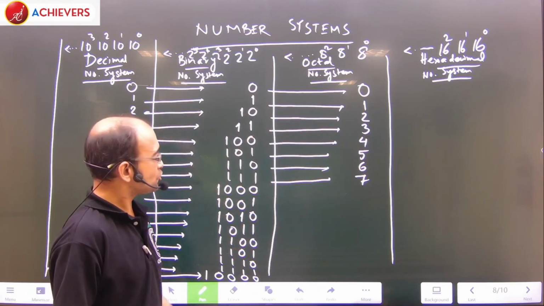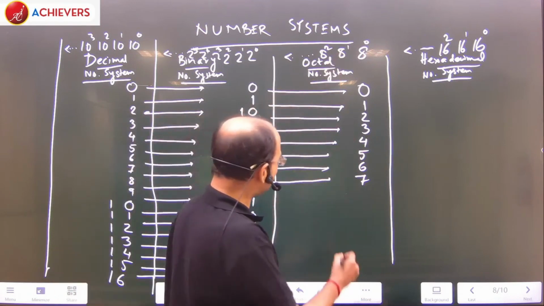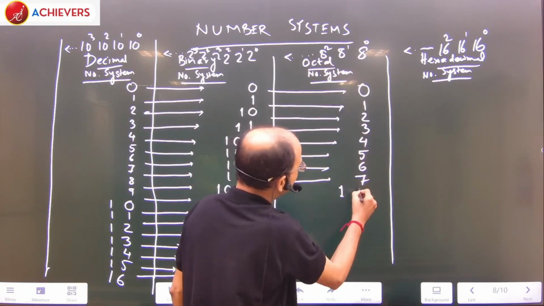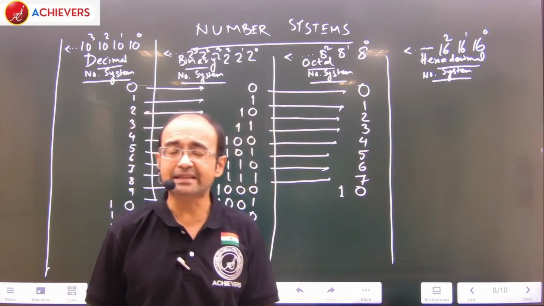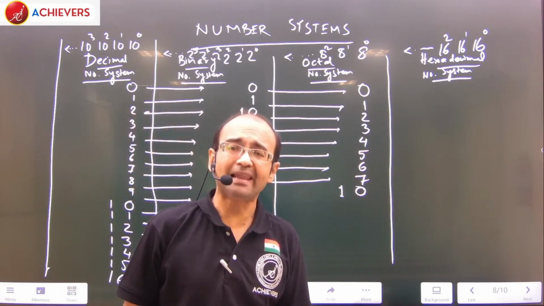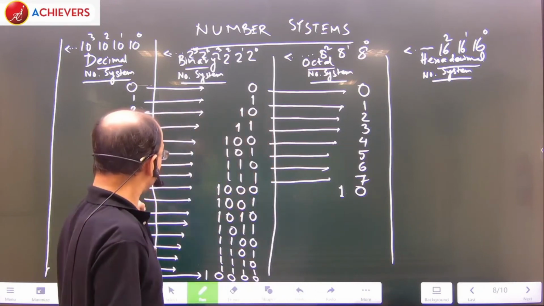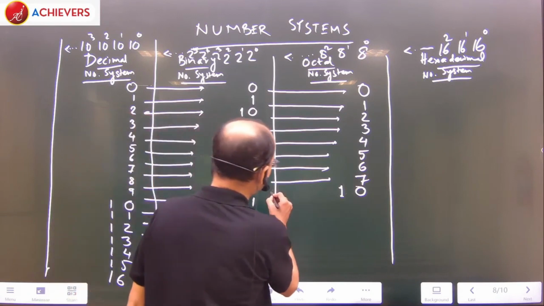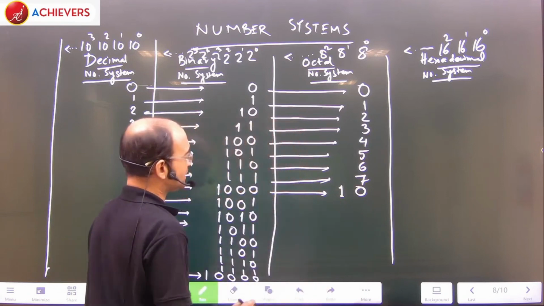So 8 will be obviously represented as 8 to the power 1. Under 8 to the power 1 we will be having 1. So under 8 to the power 0 we will be having 0. So 1, 0 is the equivalent octal number whose value is 8. So 1, 0 is the equivalent number in octal. Is it clear?